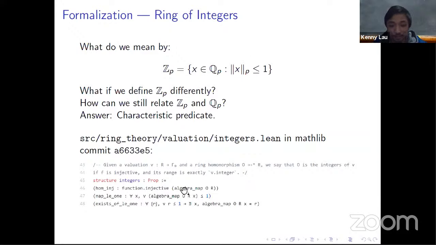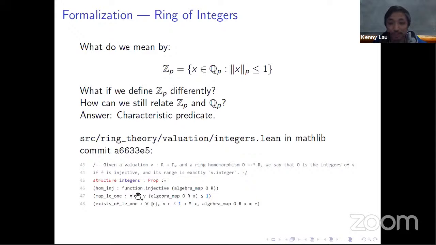So firstly, the map, right? We need a map from the ring of integers, from Z_p to Q_p, even if, let's say, we defined Z_p as the Witt vectors and Q_p somehow differently. Then we have a map here, the inclusion map. So this is just some map, which we require to be injective. And we want to say that the range is exactly the ring of integers. How do we formalize this in Lean? We don't just say the range is the ring of integers, because we want to be more explicit.